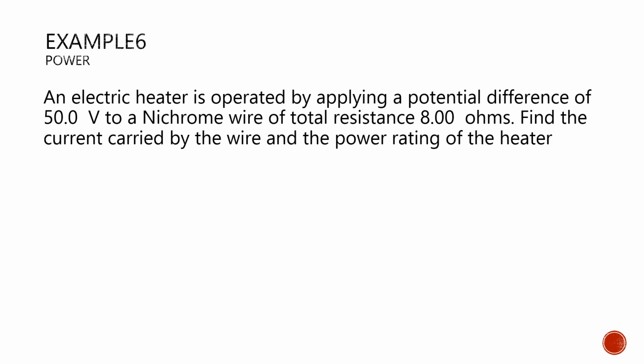For power, an electric heater is operated by applying a potential difference of 50 volts to a nichrome wire, total resistance 8 ohms. Find the current carried by the wire and the power rating of the heater. So we're given the potential difference, or the voltage, 50 volts, and the resistance is 8 ohms. So we're going to solve for the value of I and also for the power rating.